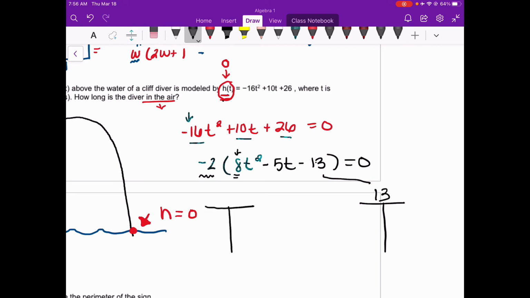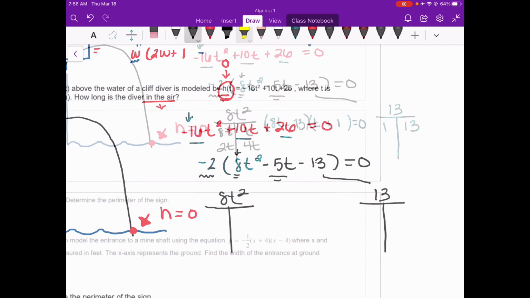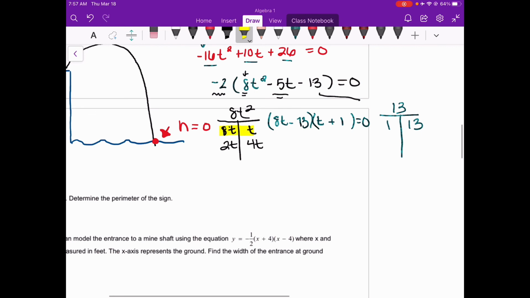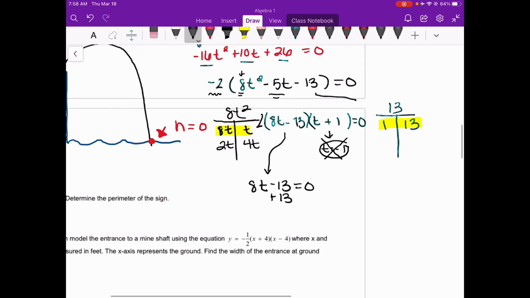So go ahead, take a moment to guess and check on your own, and find out the values that will give us negative. The factors that ended up working are 8t and t, and obviously 1 and 13, the only ones left. And now when you solve each one separately, you get t equals -1. Automatically, I'm crossing that off. Time cannot be negative seconds. So then the last one, oh, I forgot my -2 out here. 8t minus 13 equals 0. Add 13. t equals positive 13, divide by 8, t equals 13 over 8.